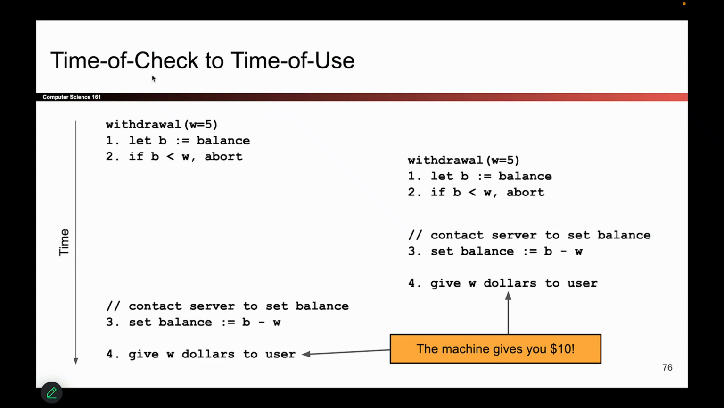Sometimes we call this time of check to time of use, because this is the time when we're checking, this is the time when we're using and spitting out the money to the user. And if these two things don't happen together, we could have these strange race conditions happening. Any thoughts on this one? This one takes a little bit of staring at to get, so feel free to stare at it a little bit more.